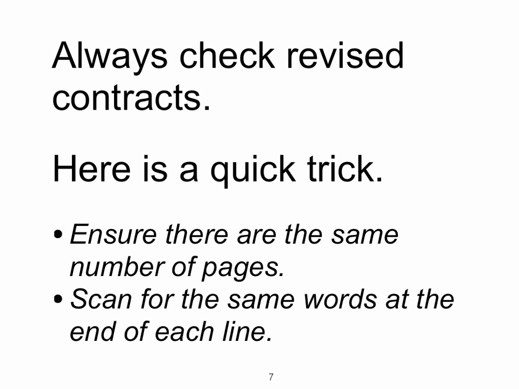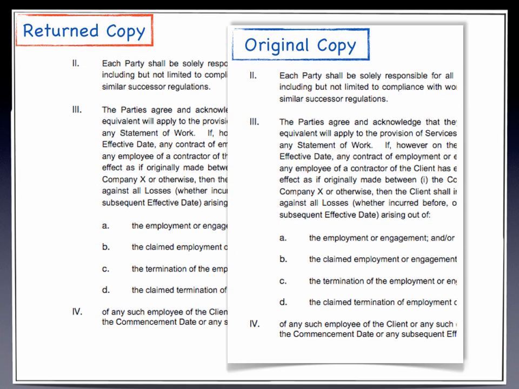Most people will concentrate their attention on the sections that have been redlined, but it is always good practice to scan the rest of the document to ensure nothing else has changed. One quick and easy way to do this is to first ensure that you have the same number of pages in the contract. Secondly, you can scan a contract by looking for the same words at the beginning and ends of each line and comparing them to the original and the redlined version.